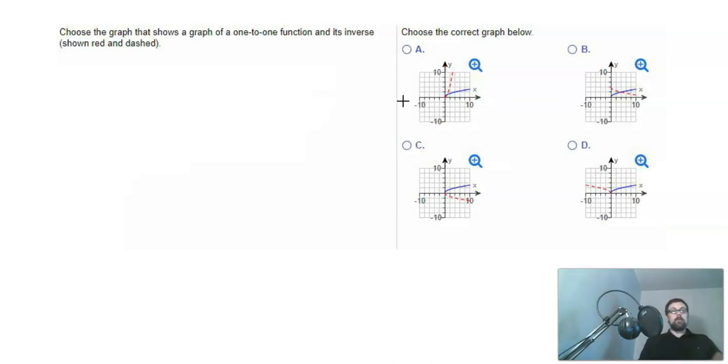So for this problem, they're giving you multiple choices, and they're asking which of these indicates two graphs that are inverses of each other.